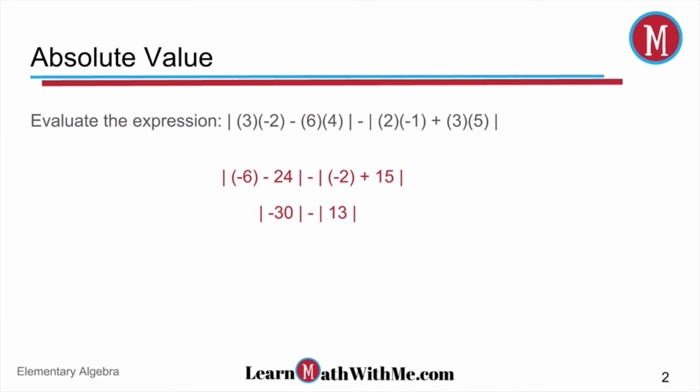And if you remember, absolute value, at least for the purposes of what we're doing here, all we need to remember is when we take the absolute value of a number, it's just the positive value. So the absolute value of negative 30 is just 30, minus the absolute value of 13 is just 13. So we have 30 minus 13, which is 17. And that is our answer.